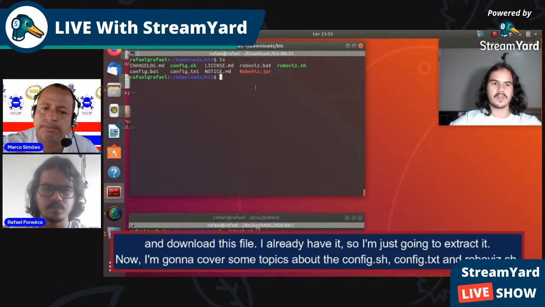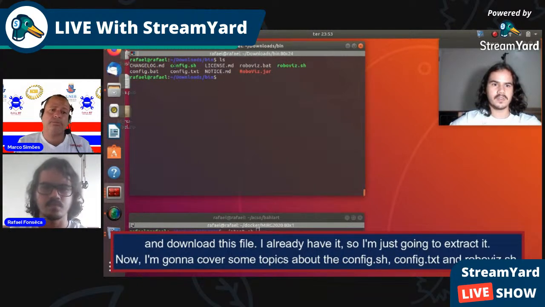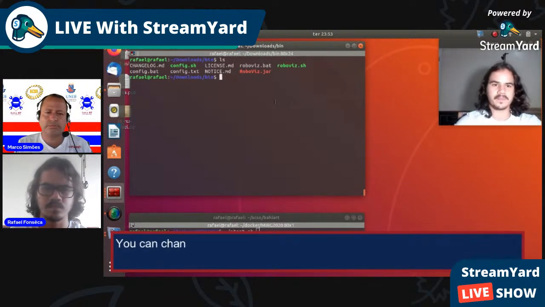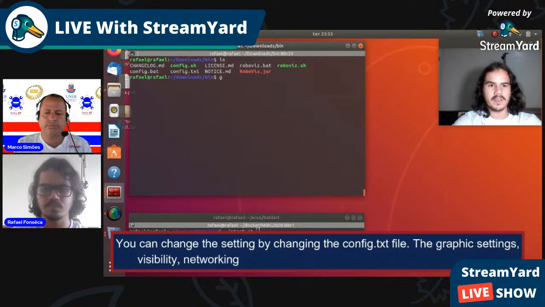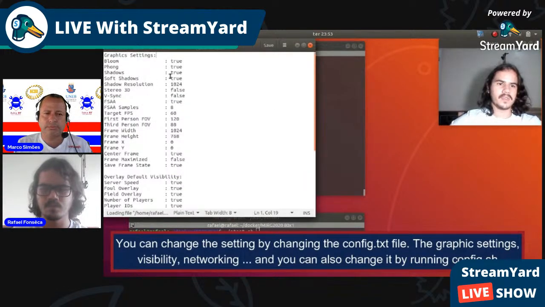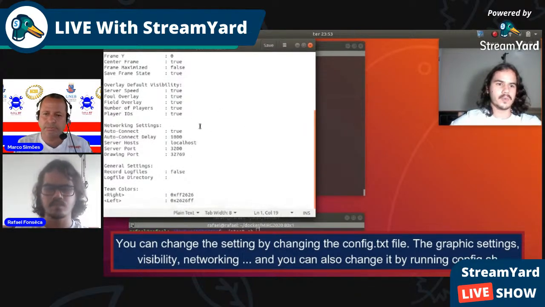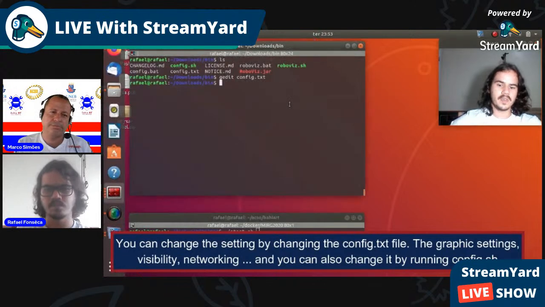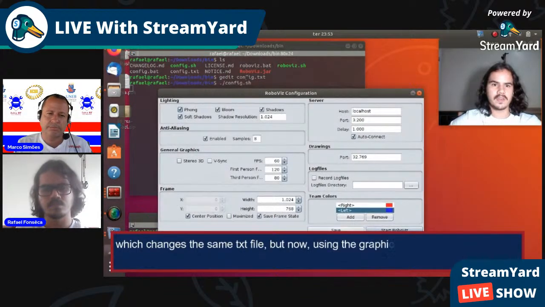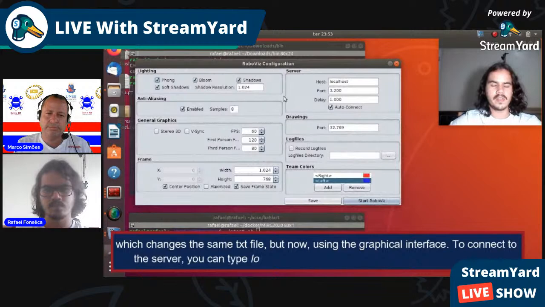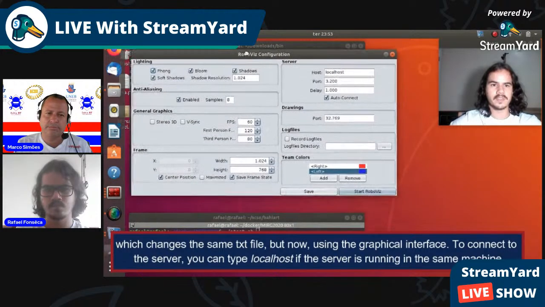Now I'm going to cover some topics about the config.sh, config.txt, and robovis.sh. You can change the settings by changing the config.txt file: the graphic settings, visibility, networking. You can also change them by running config.sh, which changes the same text file, but now using the graphical interface.